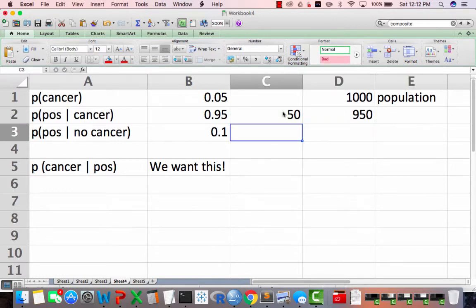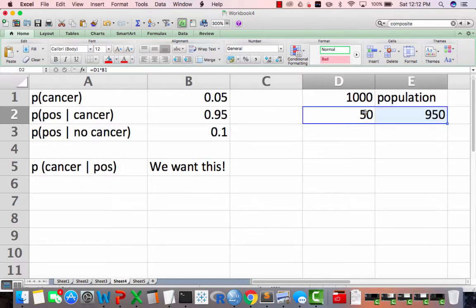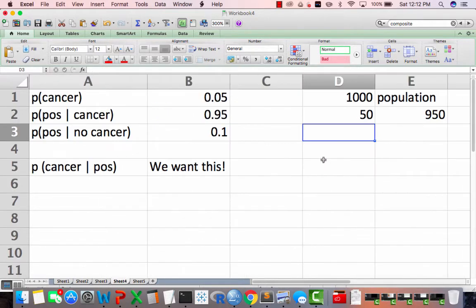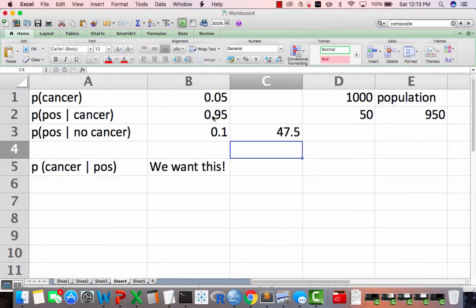Now I want to scoot these over. That's going to mess up my numbers, isn't it? No, it didn't. Okay, cool. So now that we have these 50 people, we know there is this true positive rate. We know that 95% of these people are going to be correctly classified as having cancer, so we take this number and multiply it by this probability. We know 47.5 people end up getting a positive result on the test when they have cancer.